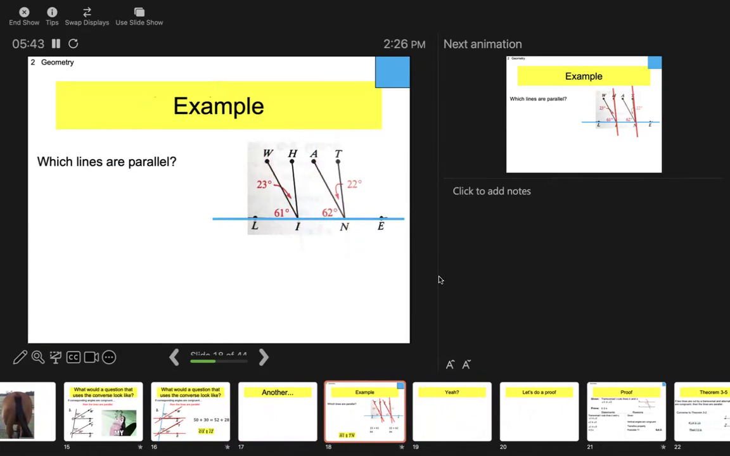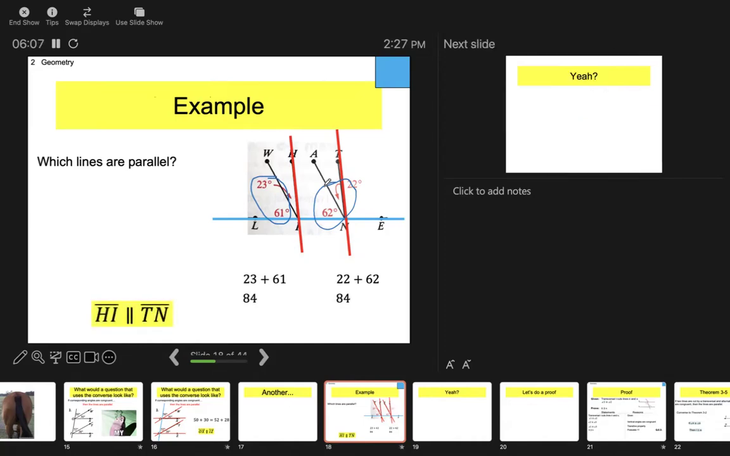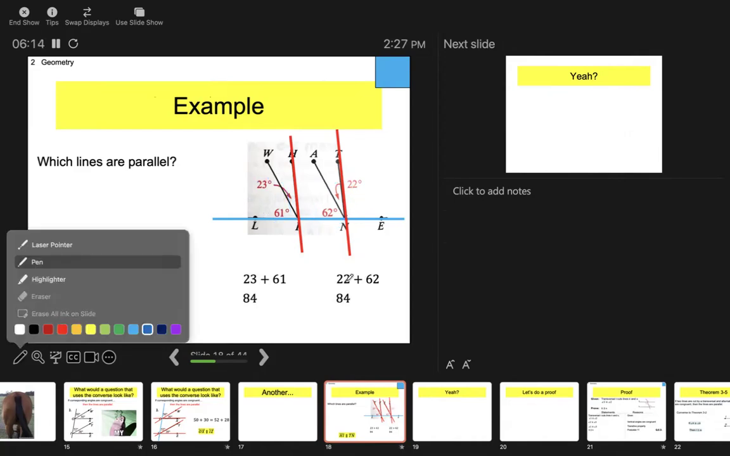Okay, well, what about the other ones? What about this one? So let's see, what would I have to do? I would have to add up these two angles. Let's see, 23 and 61 would be 84. And add up these two angles, and that would be 62 plus 22. Hey, that's also 84. So in fact, since we got the same number, those two red lines are parallel. So line H, I, and T, N are in fact parallel. Do you see how I did that? If not, rewind the video, play that one again.